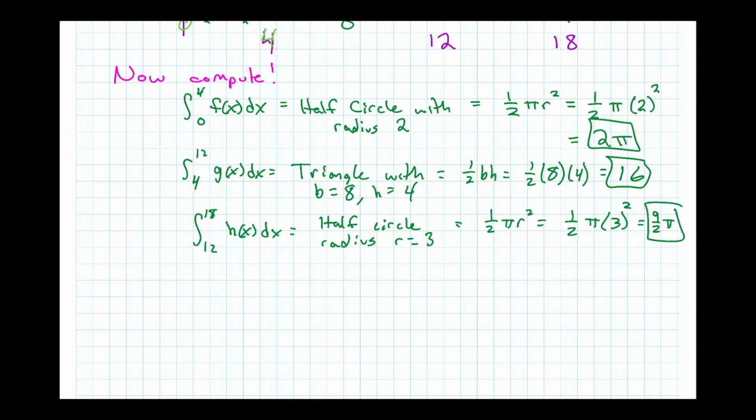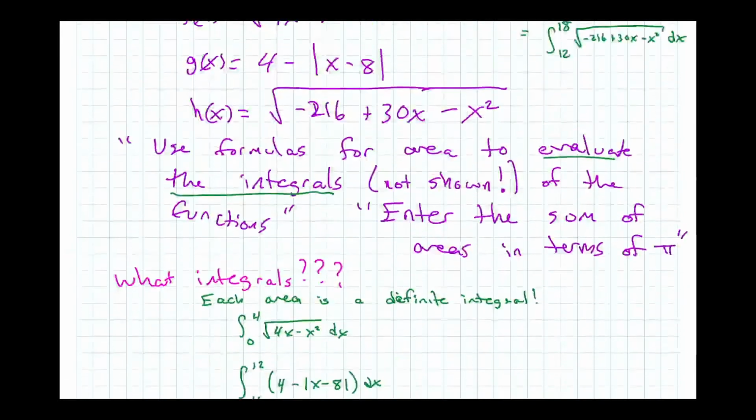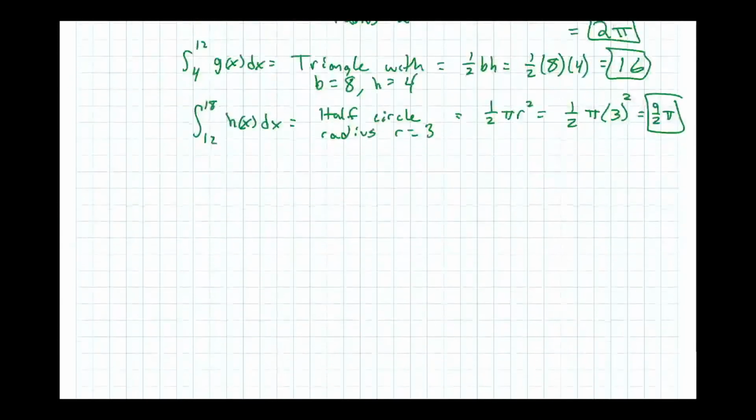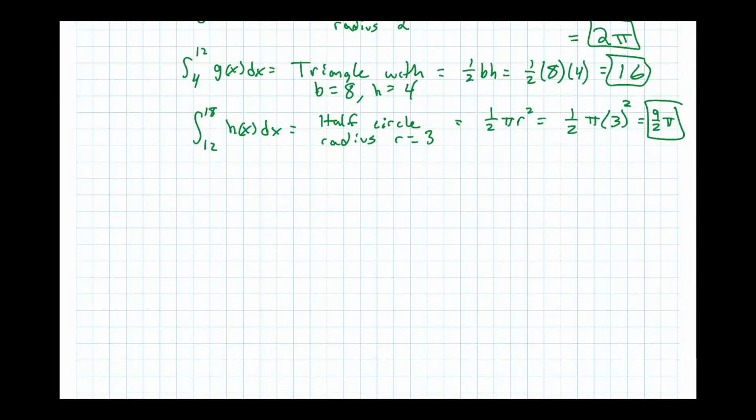Okay, so there you go. You've got these areas, right? And the actual answer to the question, if you scroll up, was enter the sum of the areas in terms of pi. So enter the sum. We need the sum. They ask for the sum. So our actual answer is going to be the 2 pi that we found plus the 16 plus the 9/2 pi, which you can write lots of different ways. I'll write it 4.5 pi.